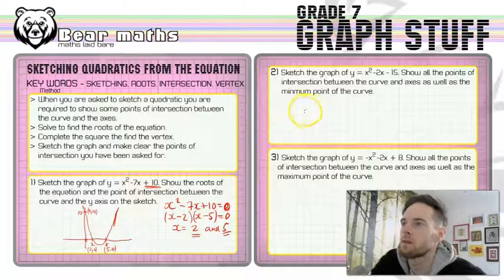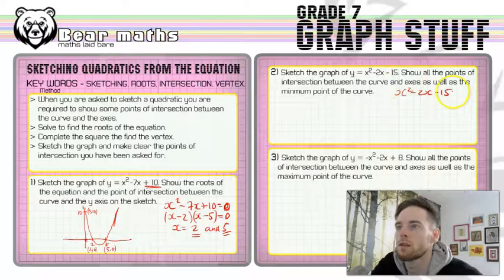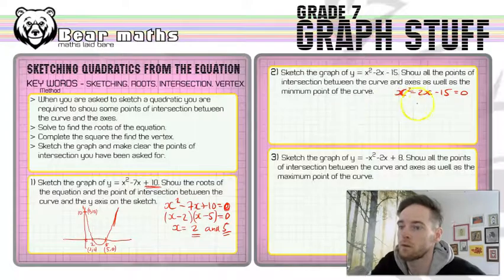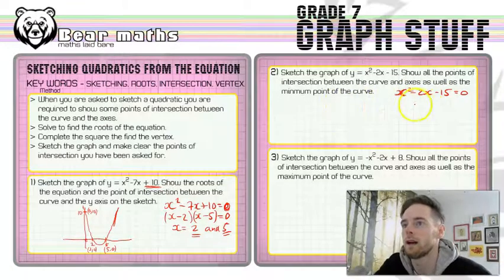Okay, so in question number 2, we've got a different equation. Again, we can make it equal to 0 and solve it. That's what I'll start off by doing. This time we've got to show all the points of intersection between the curve and the axes, as well as the minimum point of the curve. So we need where it goes through the y-axis, where it goes through the x-axis, and what the minimum point is, and we can complete the square to get that.